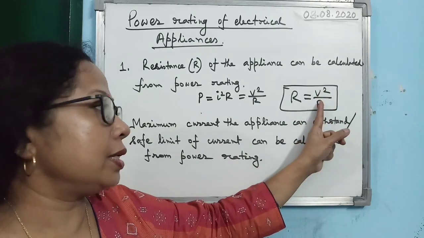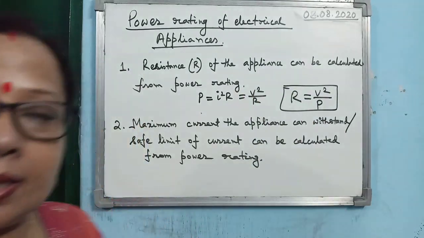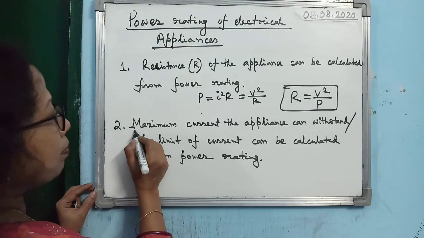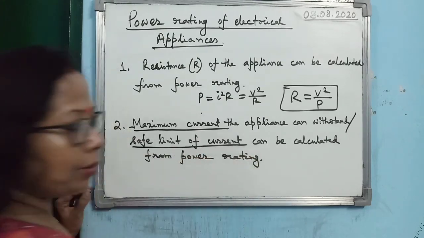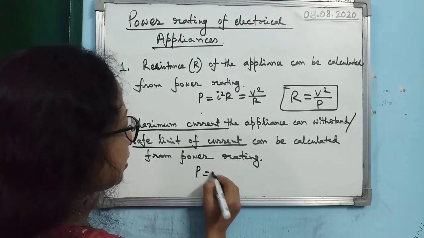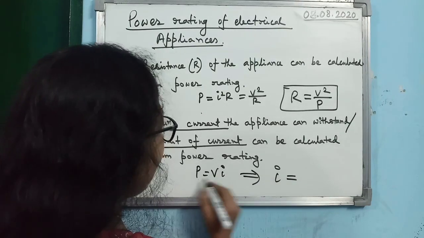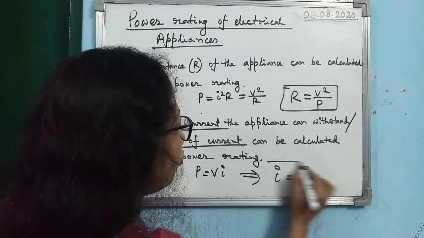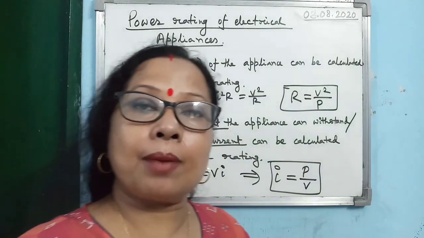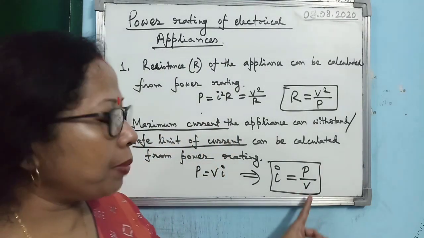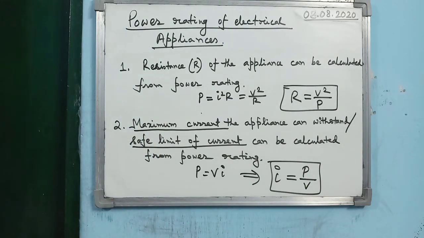V is known to us, P is known to us. So you can calculate from the power rating what is the resistance. Then what you can calculate? Maximum current the appliance can withstand, which is also known as safe limit of current. How you can find? P is equal to V into I. So what is I? I is given by P by V. So one can calculate the maximum current the appliance can withstand from the power rating. P is known to you and V is known to you.